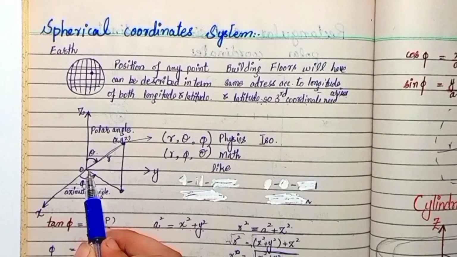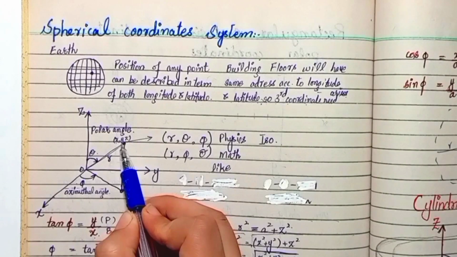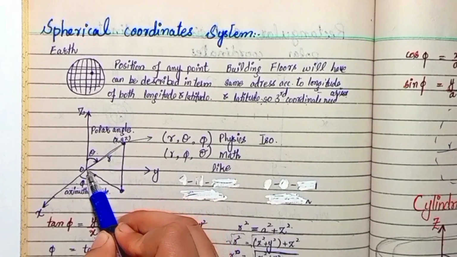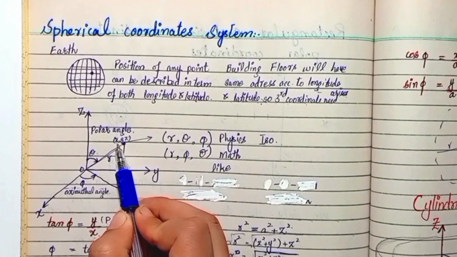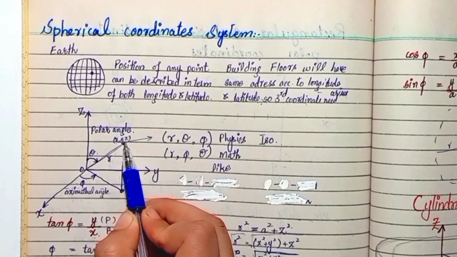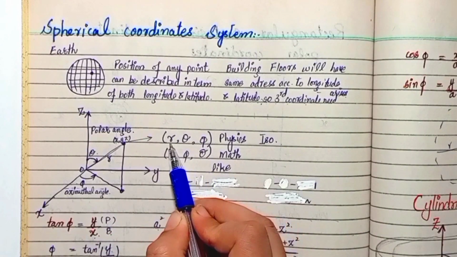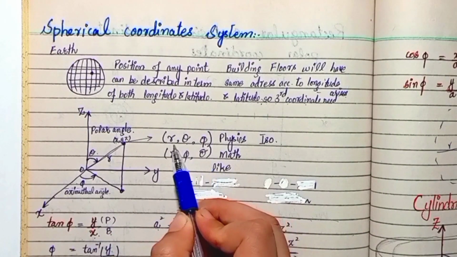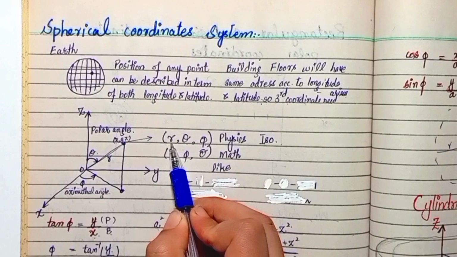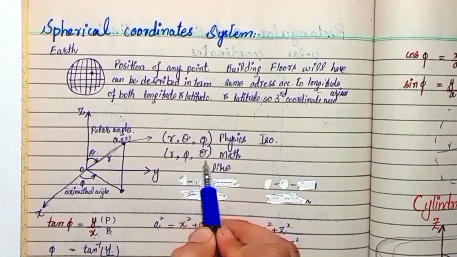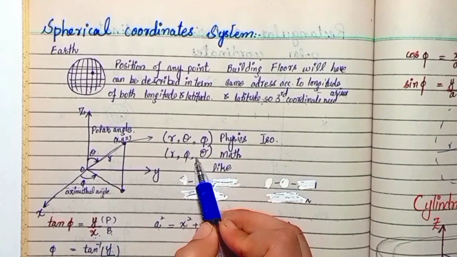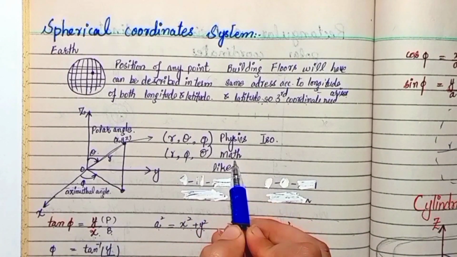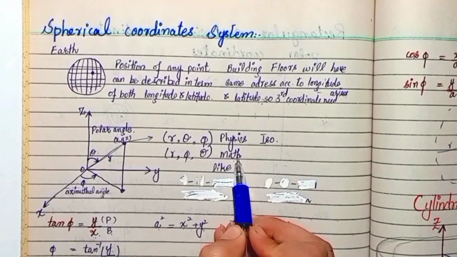Here is the coordinate system. In it there is a point P, present at a distance r from the origin O. The address of this point P in terms of Cartesian coordinates is x, y, z. In terms of polar coordinates, we show its address as r, theta and phi. In physics, we write r, theta and phi, but in maths, we use r, phi, theta. These two are similar, but there are different conventions in different branches of science.